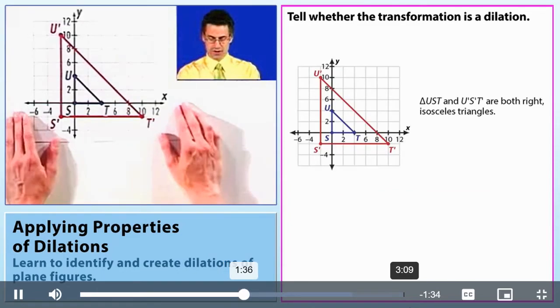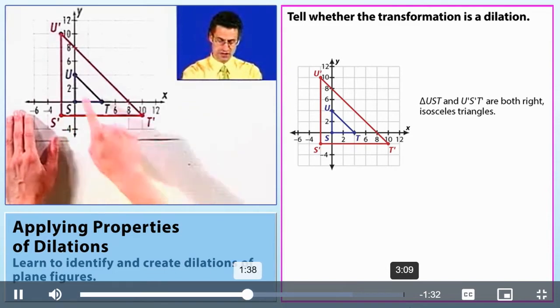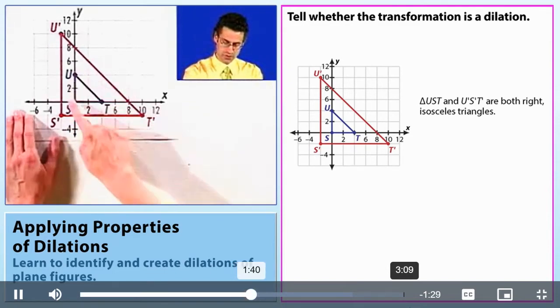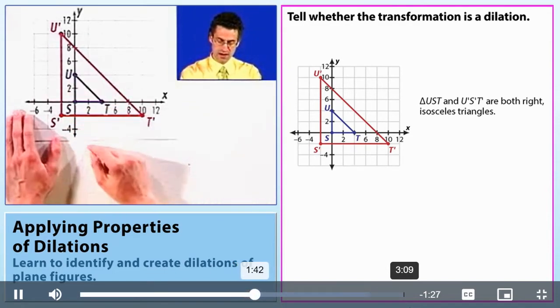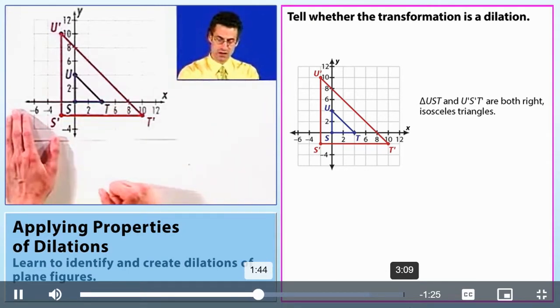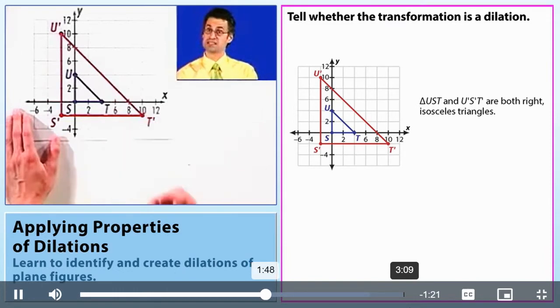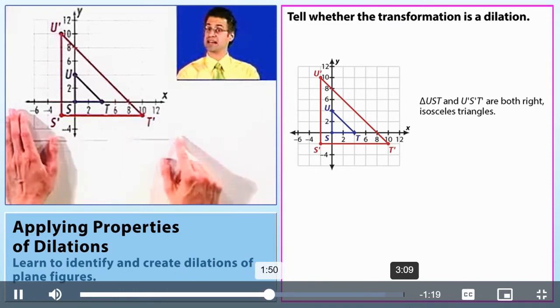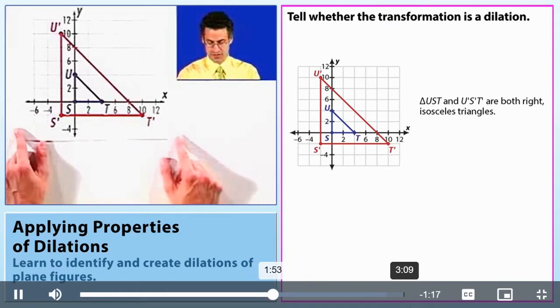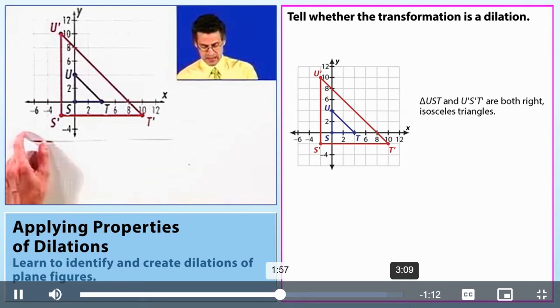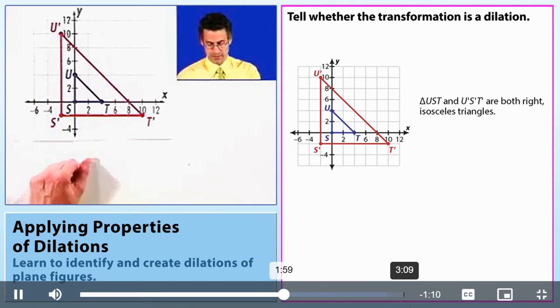Well, here we see two triangles. They actually happen to be right triangles, and you can see the purple one in here, UST, lies right in here, and that's going to be transformed to the red triangle, U prime, S prime, T prime. And the question is, is this transformation actually a dilation, a special type of transformation where the size is changed but not the shape? Well, let's take a look at the various proportions here and the dimensions.